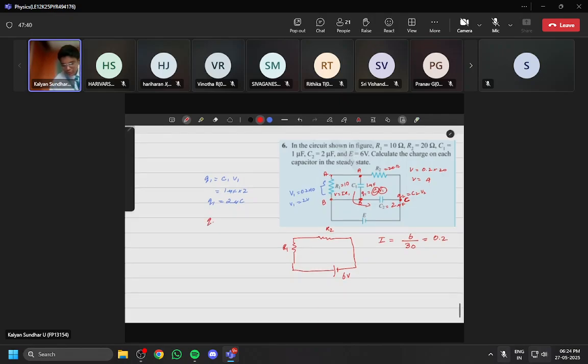What is the Q2 value? Q2 will be equal to C2 into V2. What is the V2 potential in a steady state condition? It will be 6, right? Then what is the value of C2? 2 into 6, which will be equal to, given in microfarad, so it will be 12 microcoulomb.